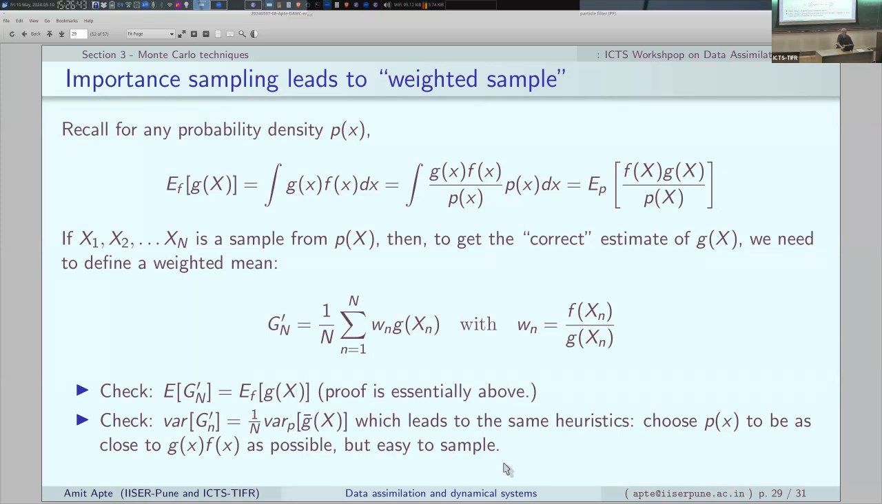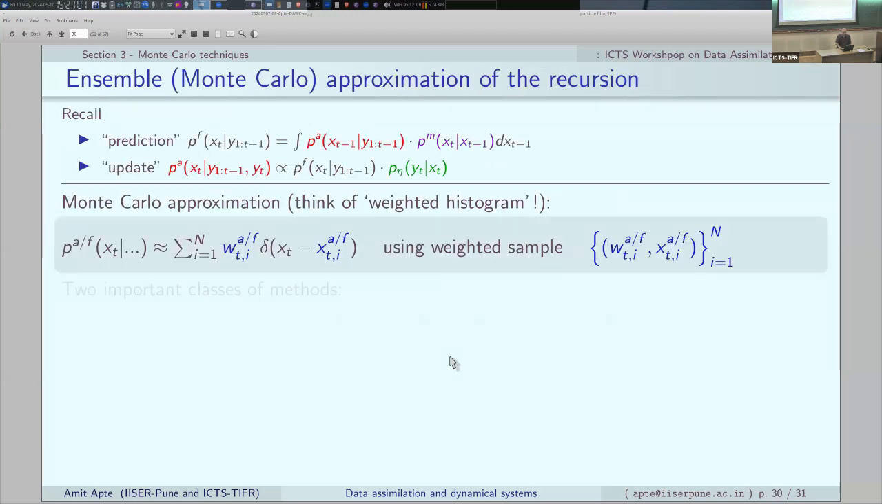And the only thing to take care of is that now, by the way, these things are called weights. So g of x is what was the quantity of interest multiplied by w, and then w is called a weight. And w is just the ratio of two probability densities evaluated at the sample points.